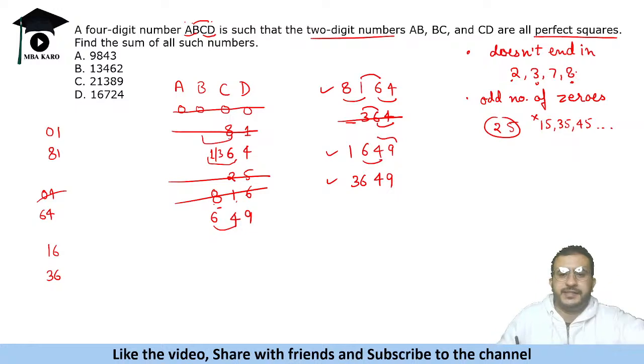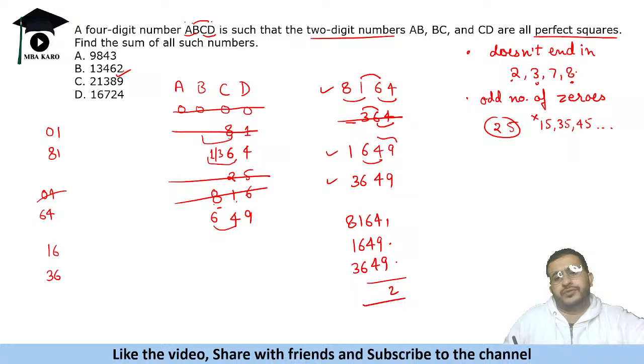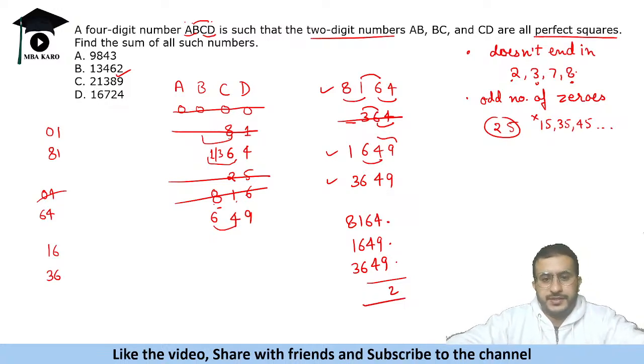Okay, let's just add these numbers: 8164, 1649 and 3649. So you do not have to actually add, just 8, it adds to 2. So last digit is 2 in this only. Okay, you do not have to actually do the addition, just find these 3 numbers and we get that it is 13,462. So what you need here is the concept of squares, that how do you form perfect squares. Okay, got it.